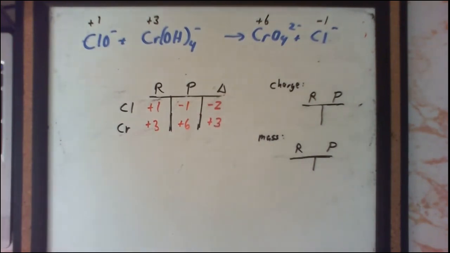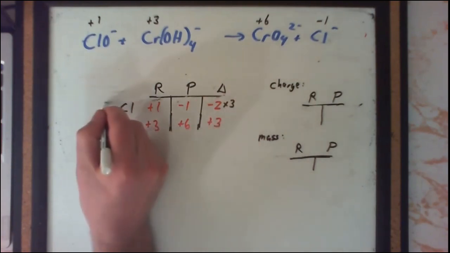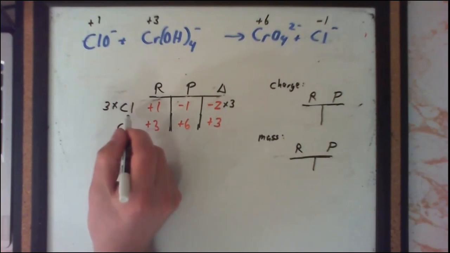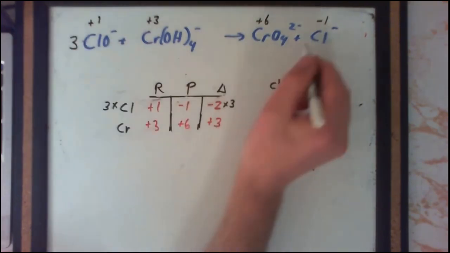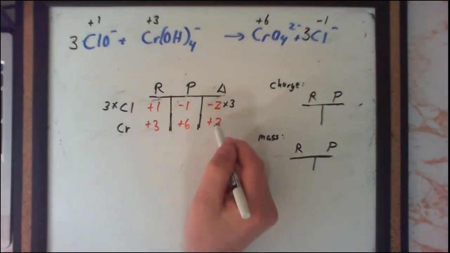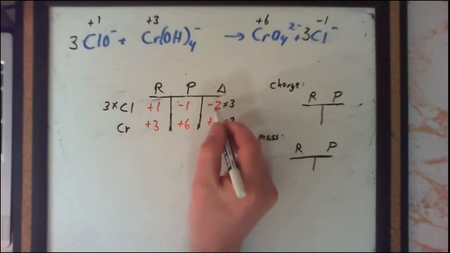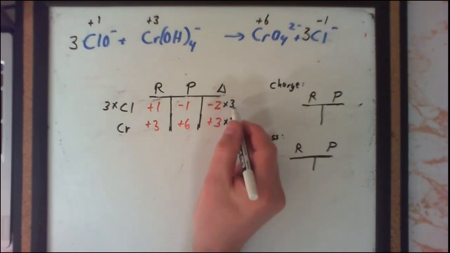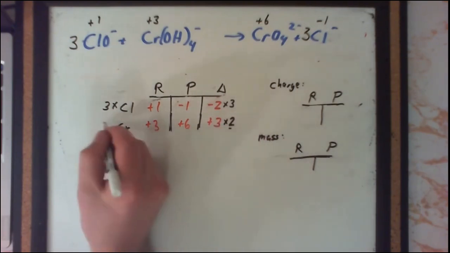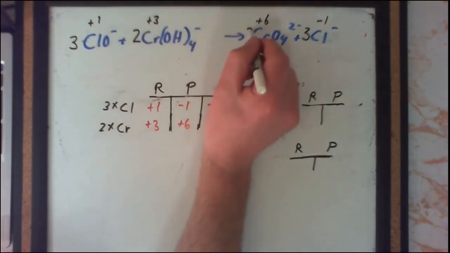So I need to actually change both numbers, multiplying both element's compounds by a different factor. To get this to a 6, I need to multiply this by 3. So therefore, I need to multiply all my chlorine-containing compounds by 3. So this would be this one and this one. And then chromium, this is already positive 3, so this needs to be multiplied by 2. Positive 3 times 2 is positive 6, which matches negative 2 times 3 is negative 6. Because I multiply this by 2, I need to multiply all my chromium-containing compounds by 2. So this would be 2, and this would be 2.